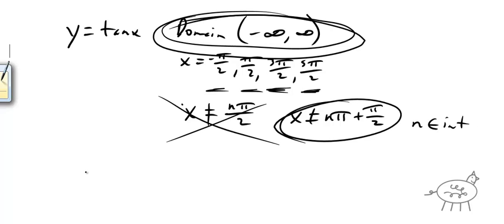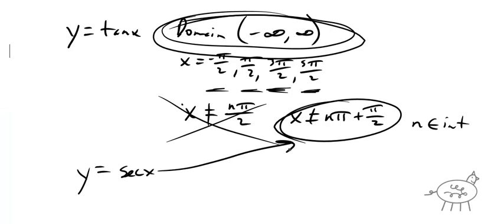And of course, what else is undefined at pi over 2 and 3 pi over 2? You should know. Well, what is 0 at pi over 2? Well, isn't it cosine? So that means it's secant of x. That is also the same domain as tangent. Okay? Pretty mellow, pretty mellow. So that's talking about domain.